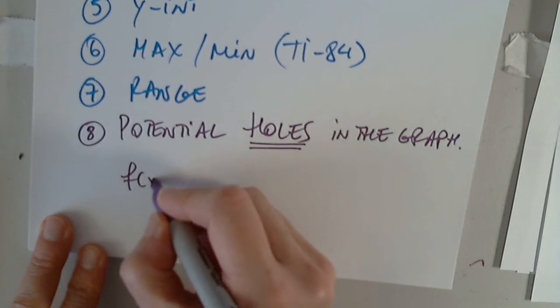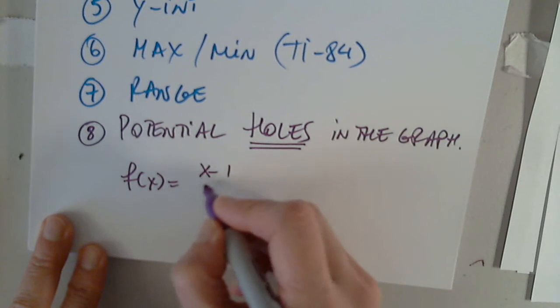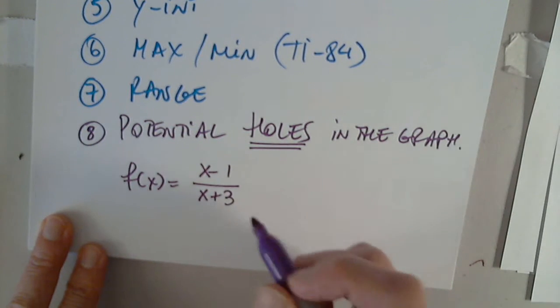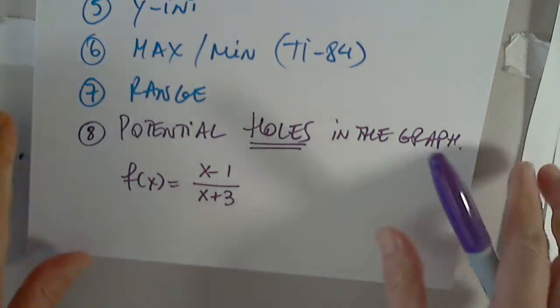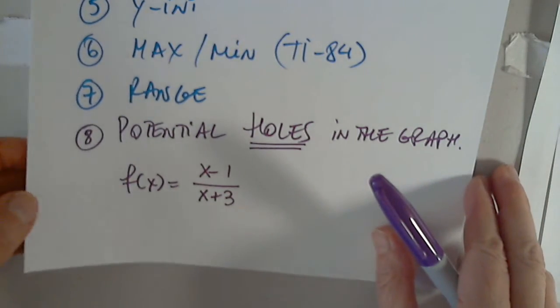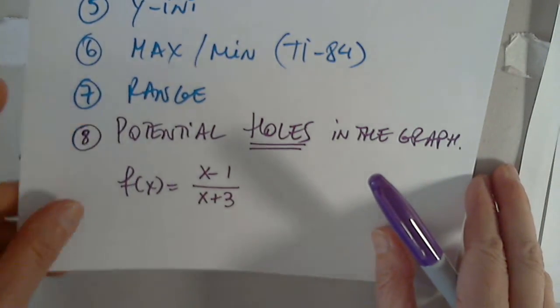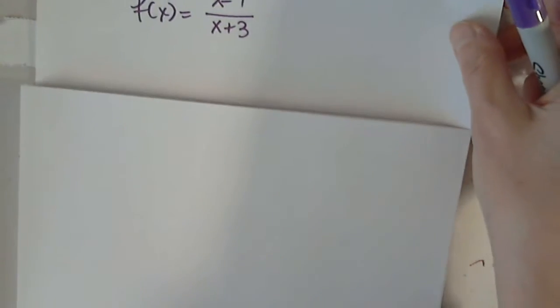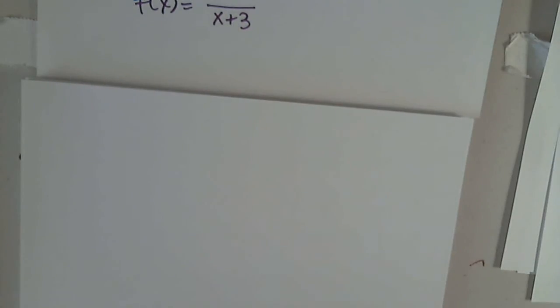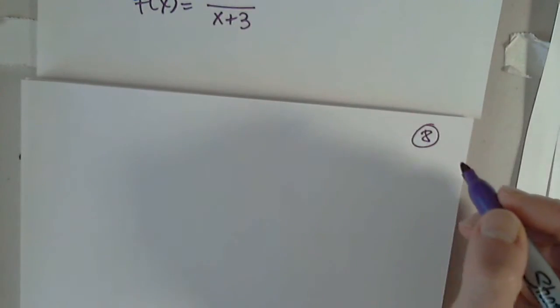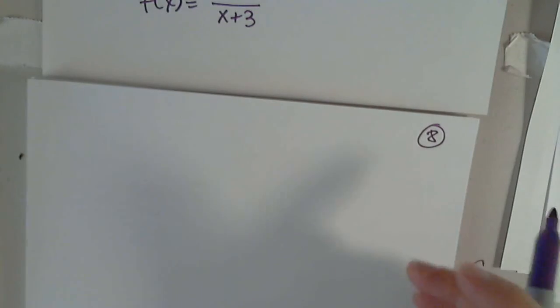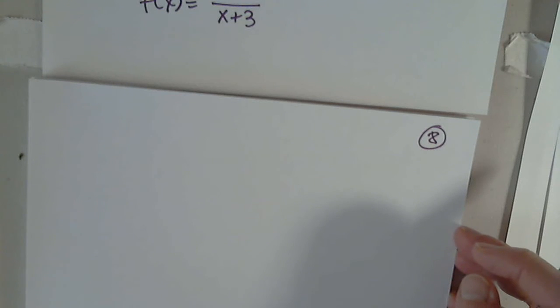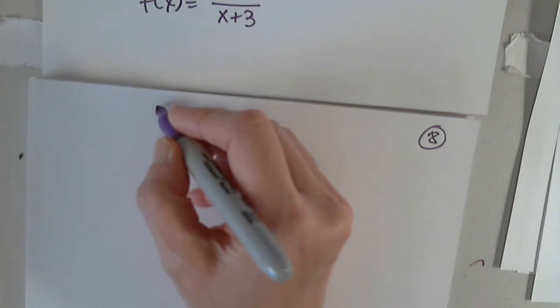Okay, so let's look at f of x. First one, x minus 1 over x plus 3. Now, before we go through those steps, let's first talk about what a vertical asymptote is and what a horizontal asymptote is.